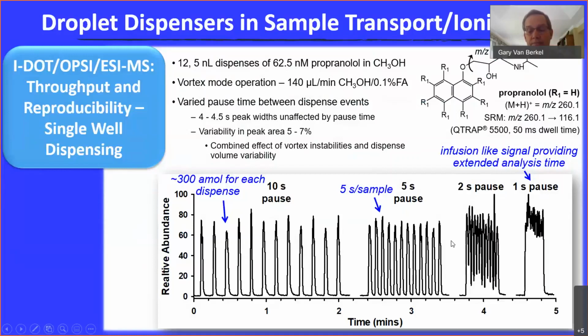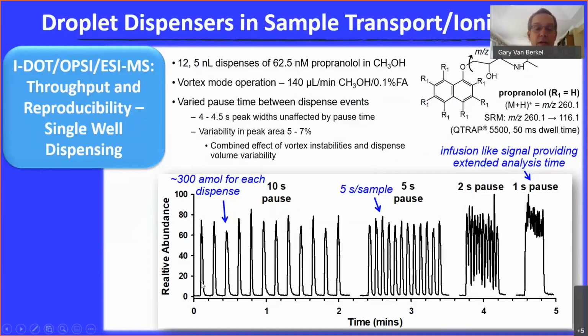And so you'll see we can analyze without any kind of peak overlap about every 2.5 seconds. Now we can dispense at a much faster rate with these types of devices, but this particular throughput is limited by the design of this particular open port interface. That's not a fundamental limit. How you design it determines the kind of throughput you can achieve.